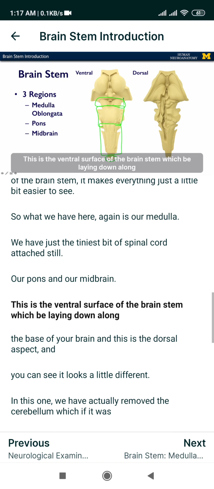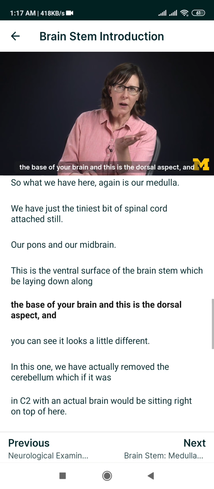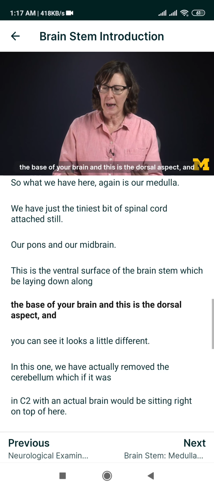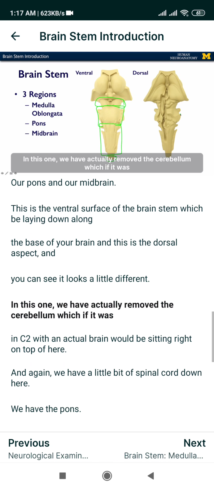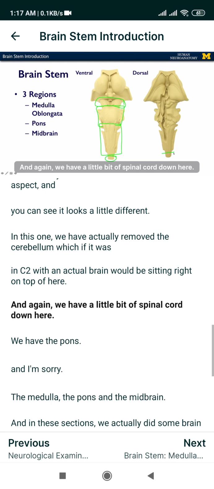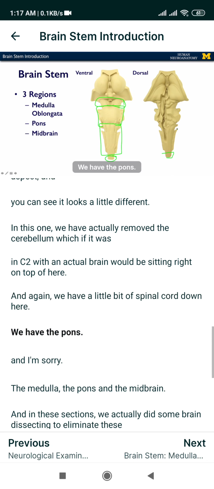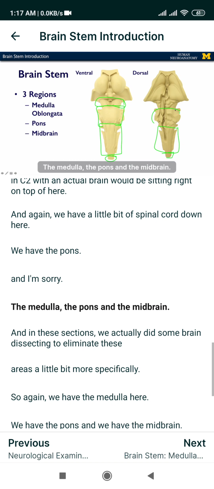This is the ventral surface of the brainstem, which would be laying down along the base of your brain. And this is the dorsal aspect, and you can see it looks a little different. In this one, we have actually removed the cerebellum, which if it was in situ within an actual brain, would be sitting right on top of here. And again, we have a little bit of spinal cord down here. We have the medulla, the pons, and the midbrain.